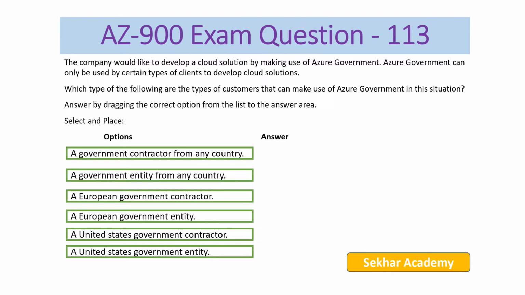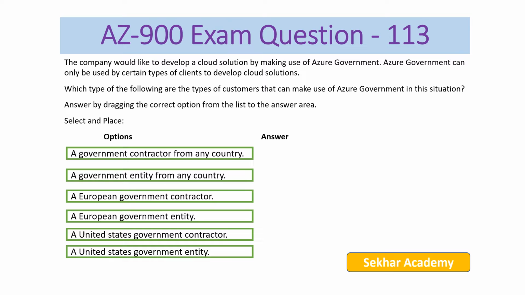AZ-900 exam question number 113. The company would like to develop a cloud solution by making use of Azure Government. Azure Government can only be used by certain types of clients to develop cloud solutions. Which of the following are the types of customers that can make use of Azure Government in this situation? The options we have: a government contractor from any country, a government entity from any country, a European government contractor, a European government entity, a United States government contractor, and a United States government entity.